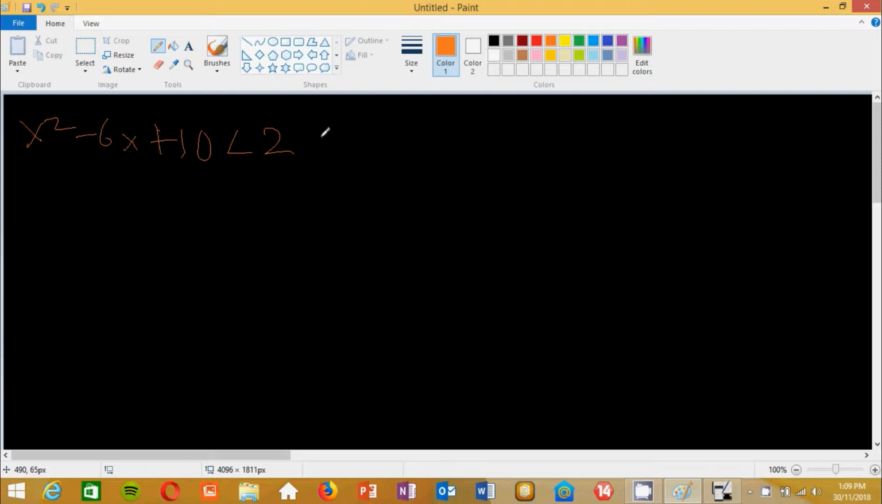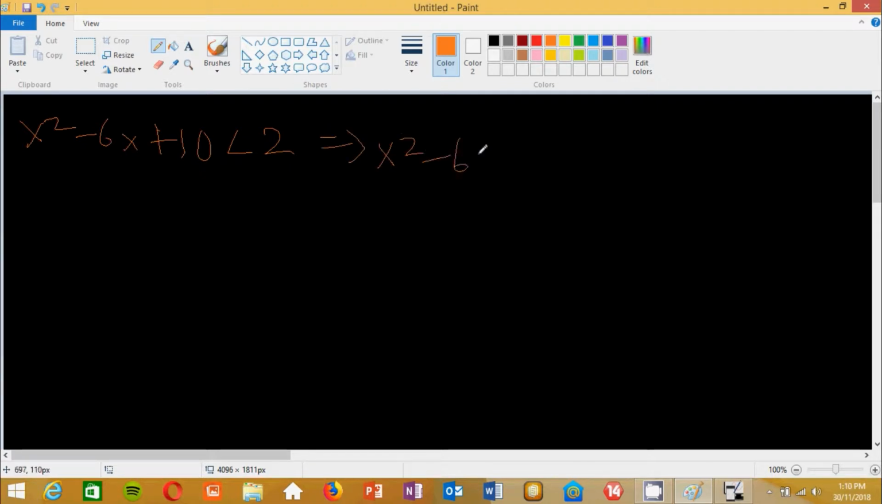So we're going to therefore have x squared minus 6x plus 8 is less than 0. This is the new quadratic inequality that we're going to have by moving the 2 to this side.